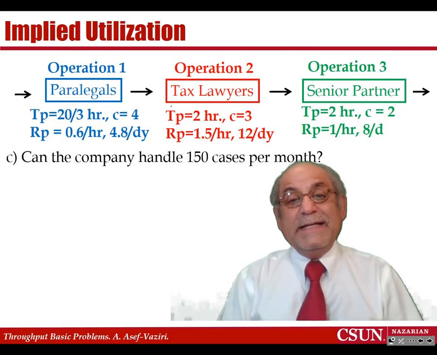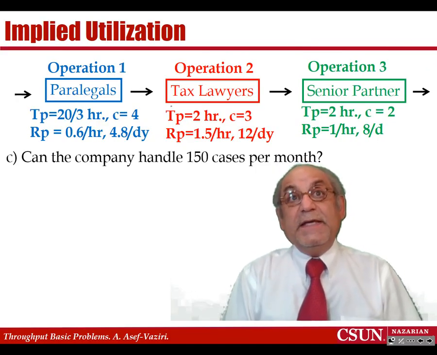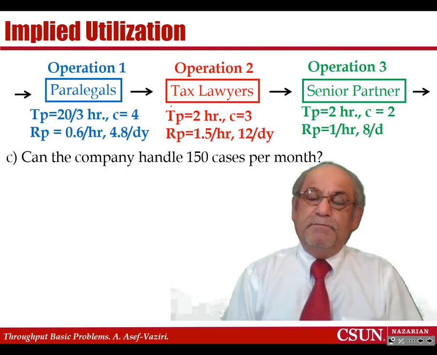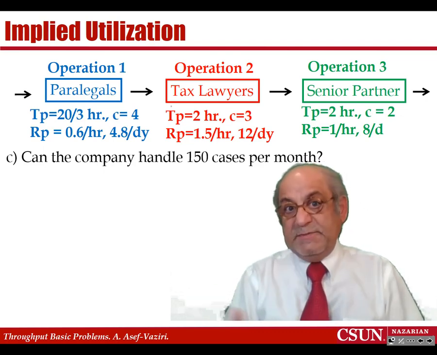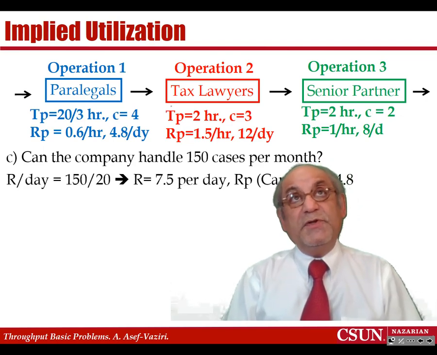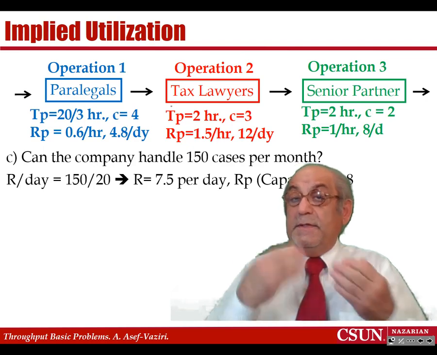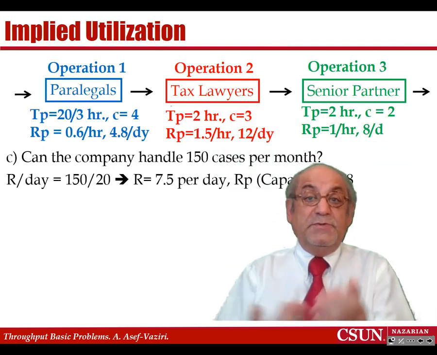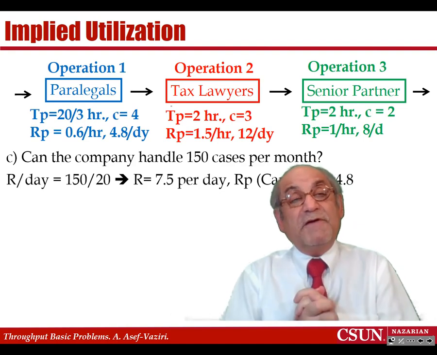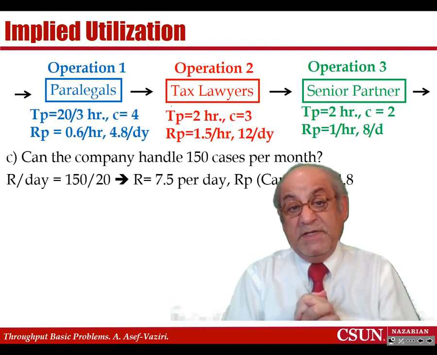Can the company handle 150 cases per month? A month is 20 days in this problem. So if we divide that, it would be 7.5. If the market expects us to send out 7.5, unfortunately, we only have capacity of 4.8 per day.